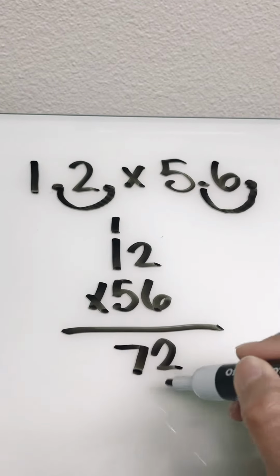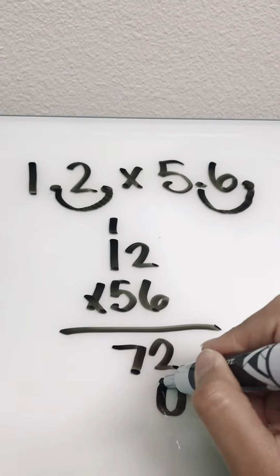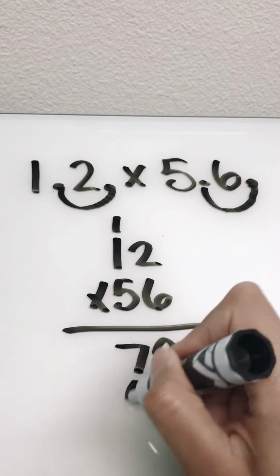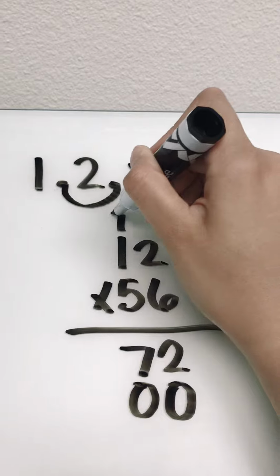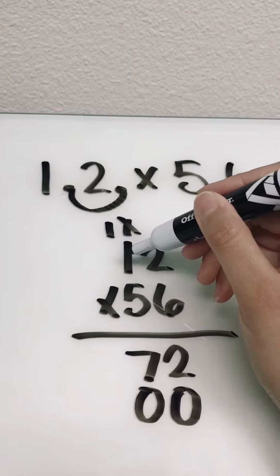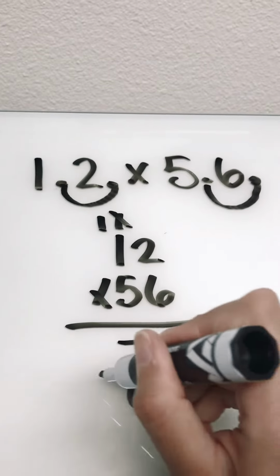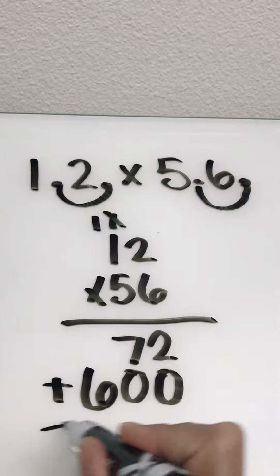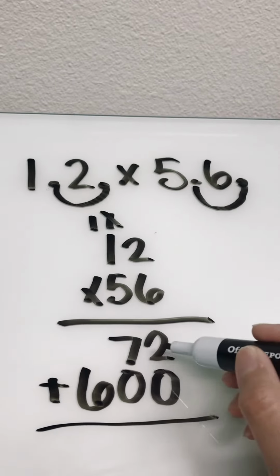Moving over to my 5, I need to put my placeholder down. 5 times 2 is 10. 5 times 1 is 5, plus 1 is 6. And of course, we add everything all together.